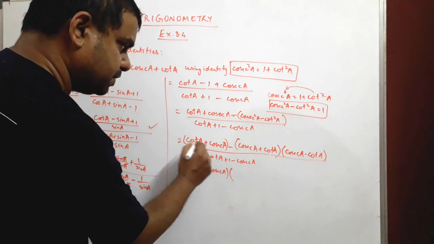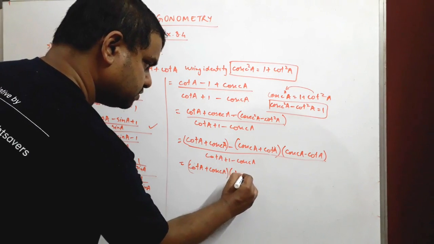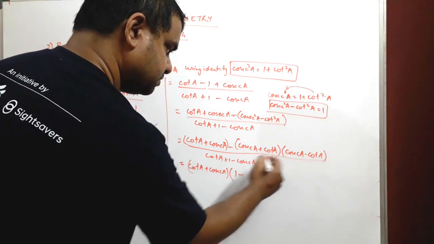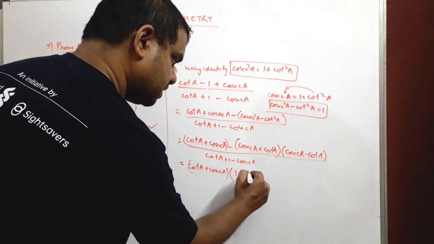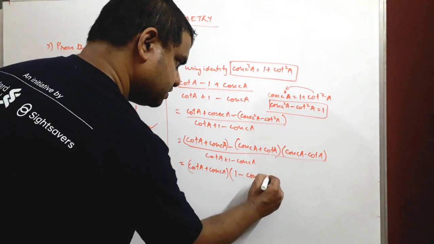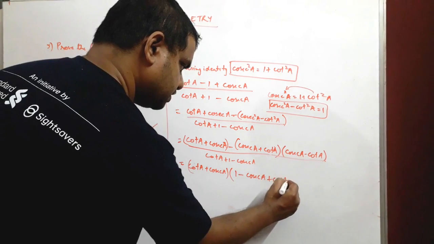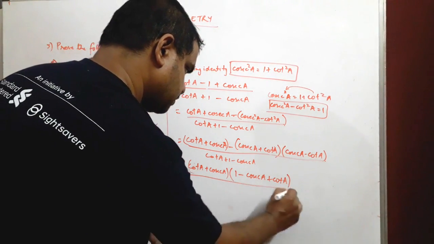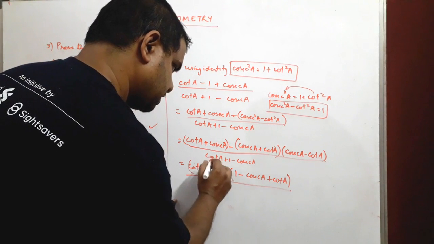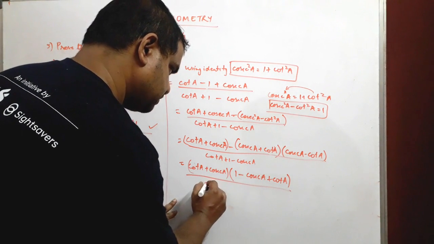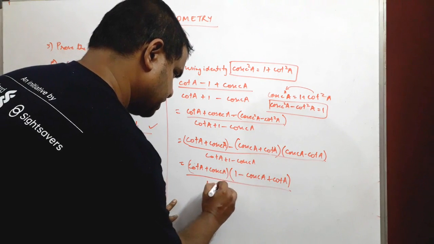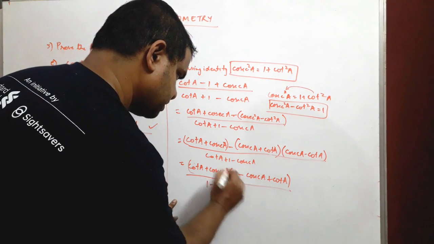So then in place of this we are left with 1 minus this particular term, that is minus cosec a plus cot a. Close the bracket. Whole thing upon, and this I'll just rearrange it so it looks familiar to it. Plus 1 I'll write over here, followed by minus cosec a plus cot a.